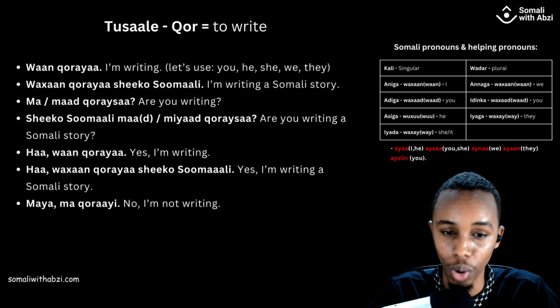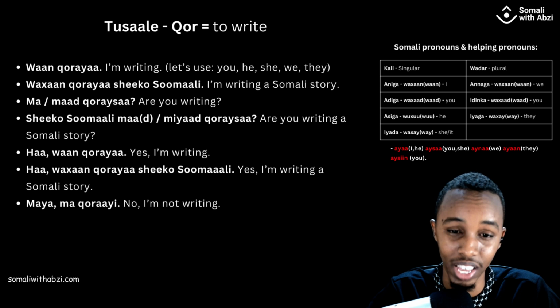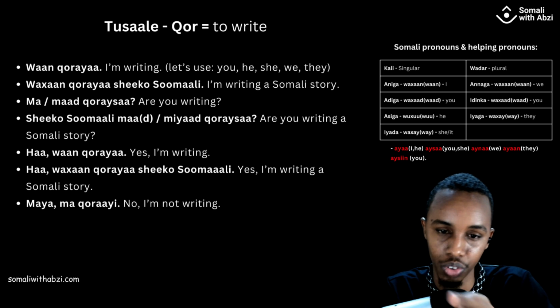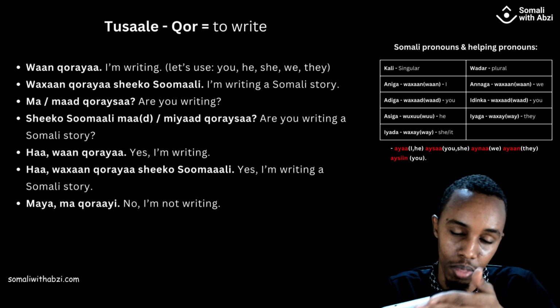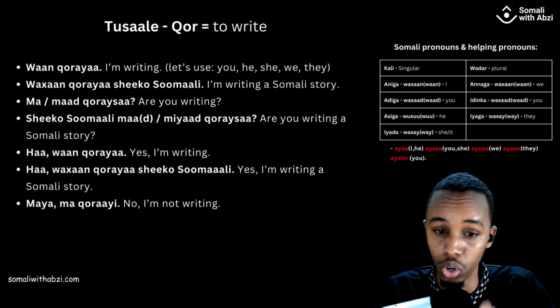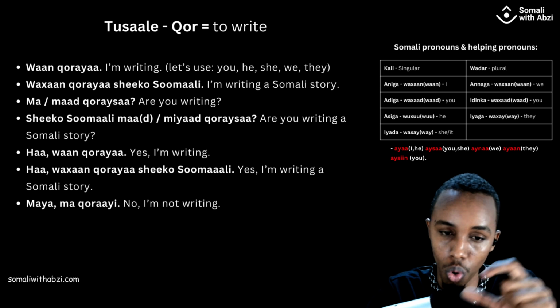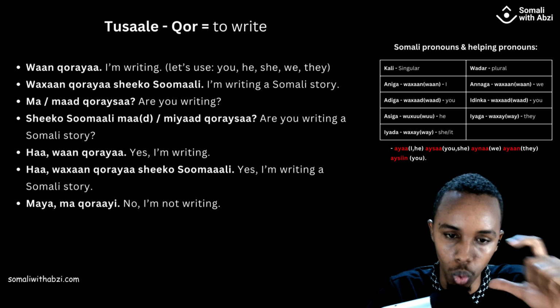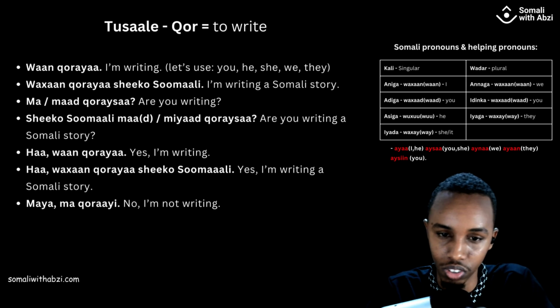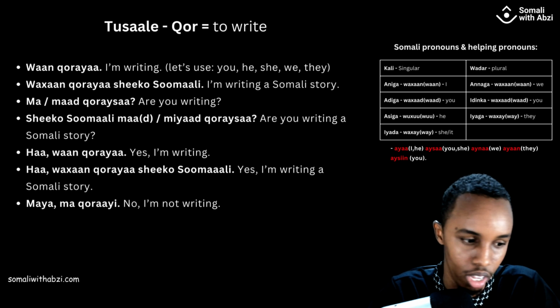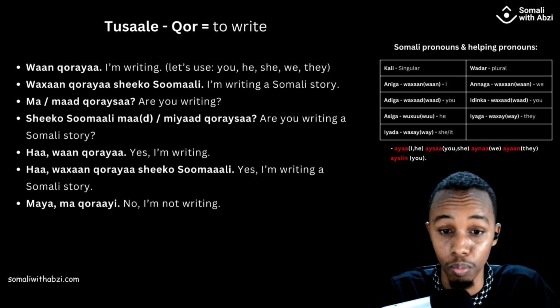Why do we use waxaan in this sentence and waan in that sentence? The answer is very easy because the first sentence was very short. It's just I'm writing. There's no extra thing at the end of that verb. But in this one, after the verb, there's an explanation of what we're writing or what we're doing. That's when we have to use waxaan, waxaad, waxay, wuxuu. And the shortened helping pronouns you have to use when the sentence is without an object or without something at the end of the verb. Like I'm writing, I'm eating, I'm playing, I'm helping, I'm watching.